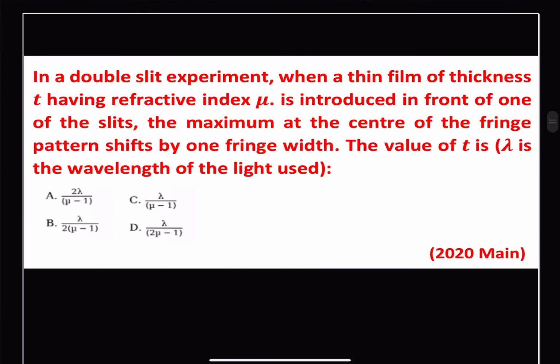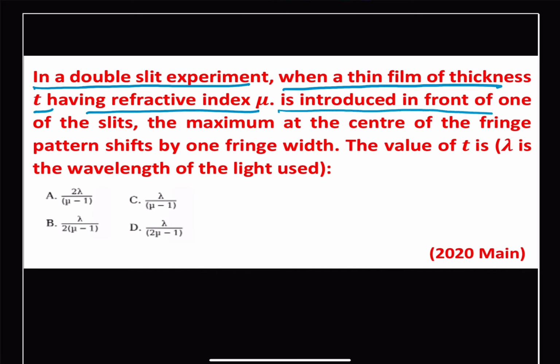It states that in a double slit experiment, when a thin film of thickness T having a refractive index mu is introduced in front of one of the slits, the maximum at the center of the fringe pattern shifts by one fringe width. The value of T is, where lambda is the wavelength of the light used.